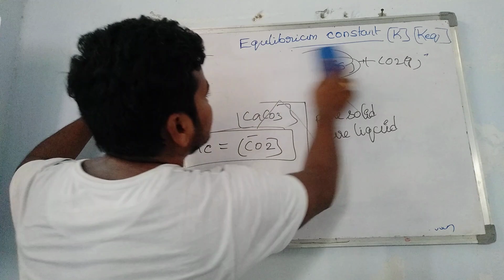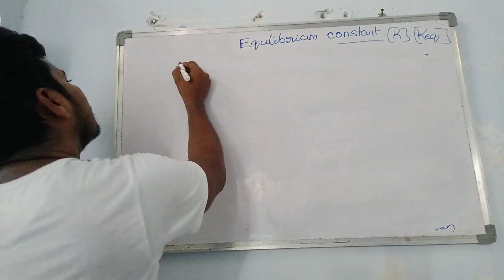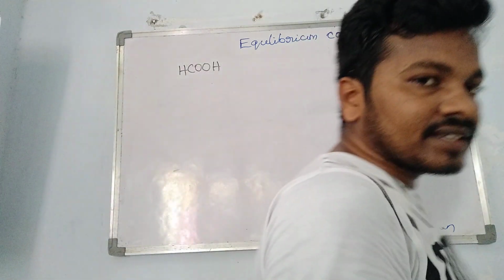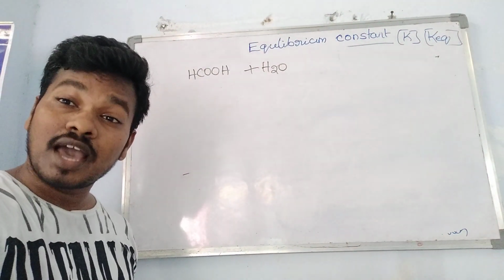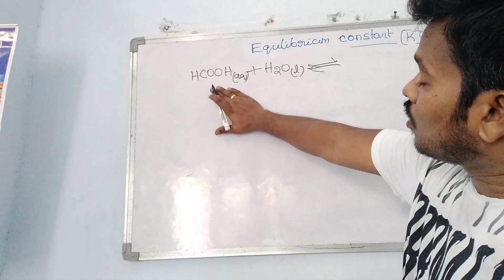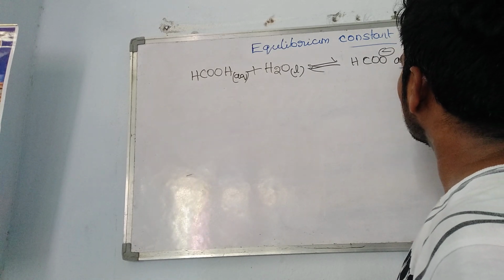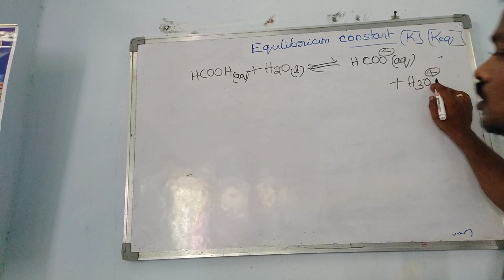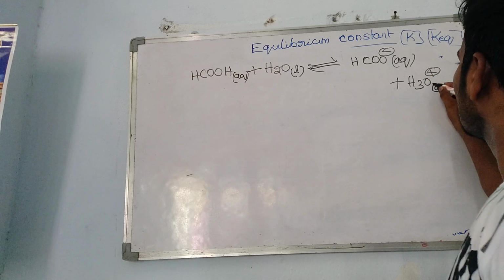Another example I am writing. Already we know formic acid, HCOOH. Formic acid reacts with H2O. Dissociation of formic acid forms HCOO minus aqueous plus H3O plus aqueous. Write the expression for this reaction.